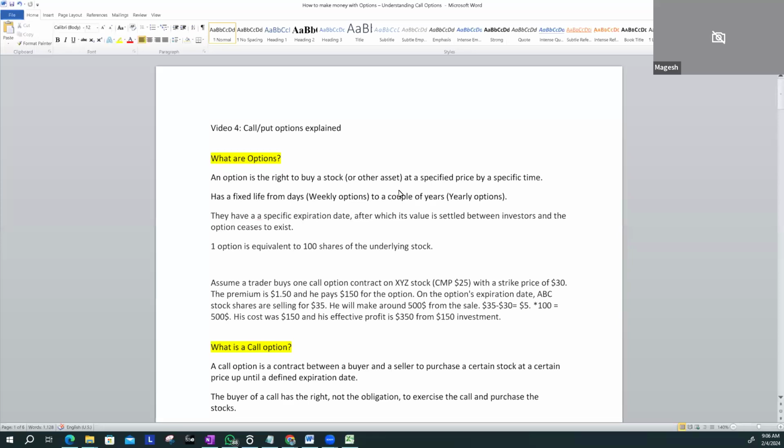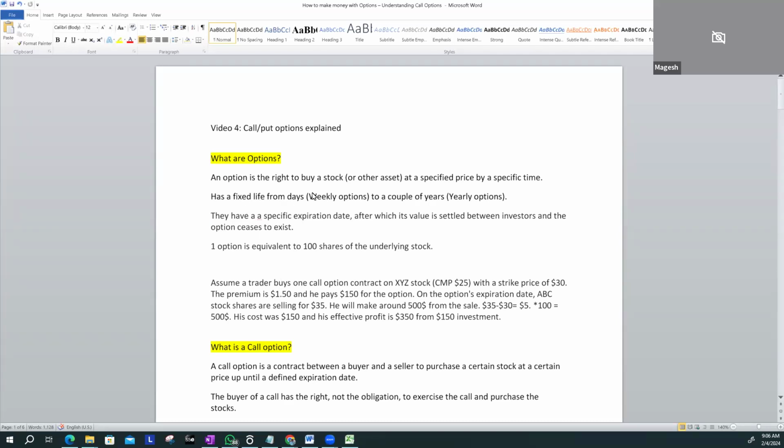So I think last week we saw call options. This time we'll focus more on put options, but the basic concept is the same. So let's look at some of the concepts on options. Like, what are options?